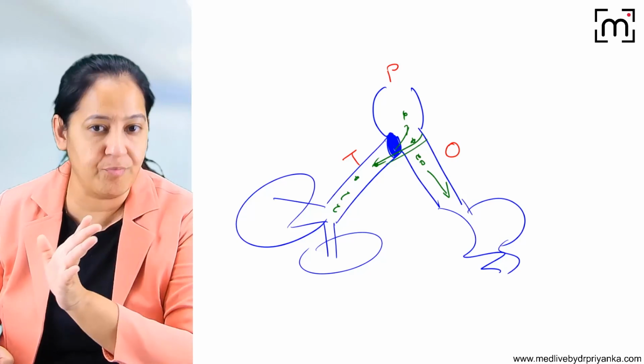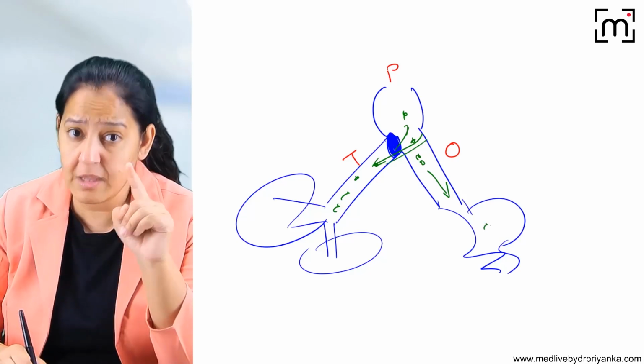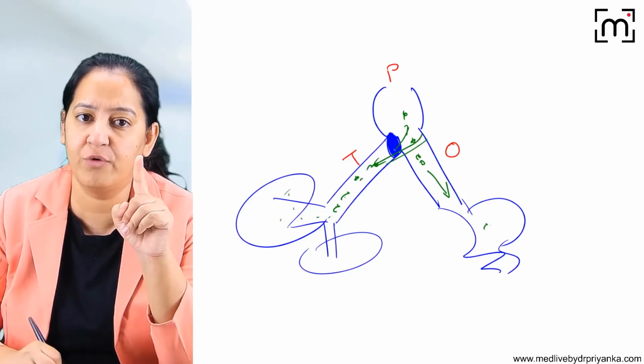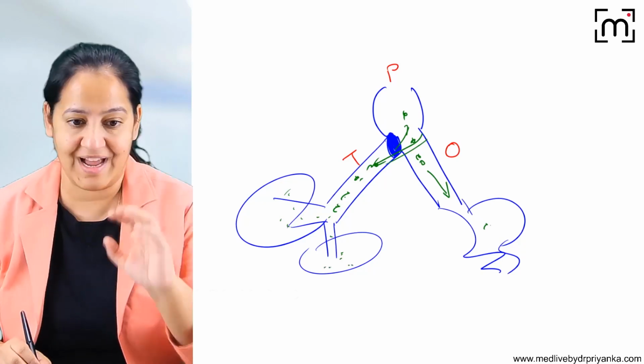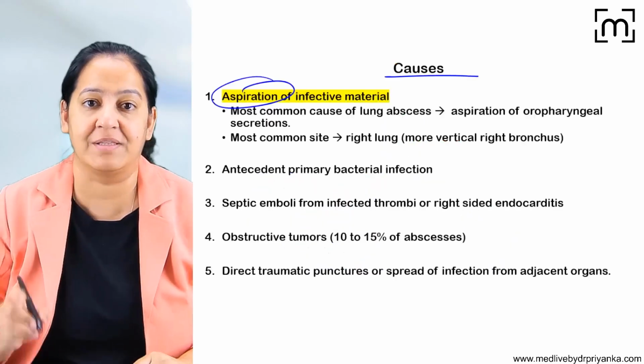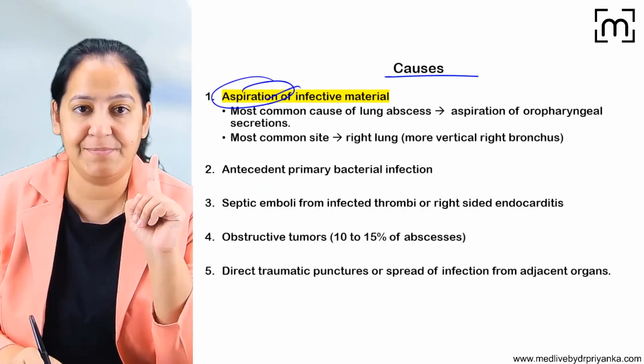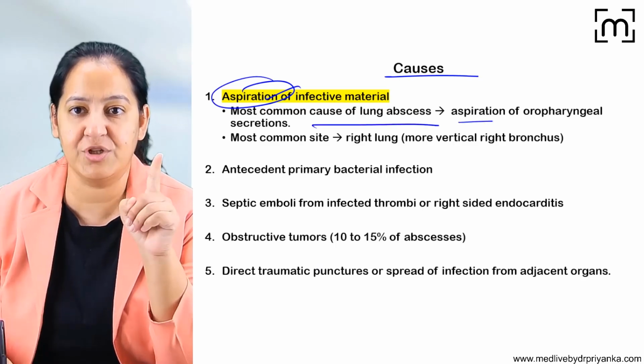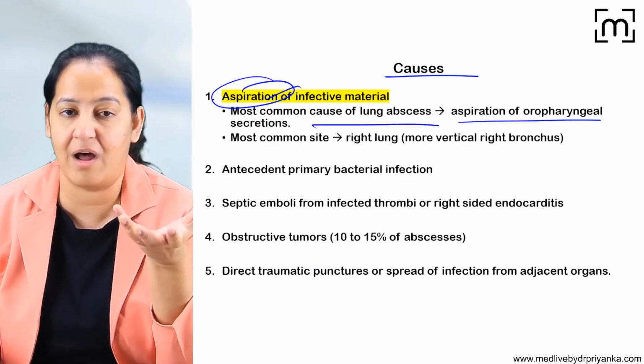The food should enter the food pipe, that is the esophagus and the stomach. But whenever food enters the trachea, it will go into the lung, and that can cause lung abscess. The most common cause is aspiration. So this is the meaning of aspiration. Aspiration is the most common cause of lung abscess. Aspiration of oropharyngeal secretions can be there along with the food.